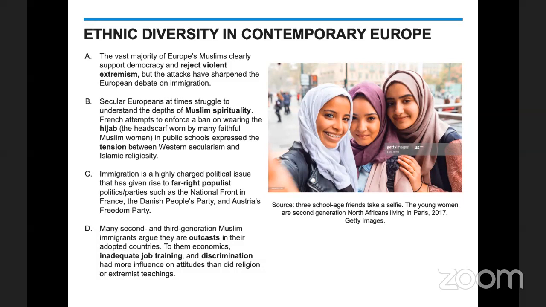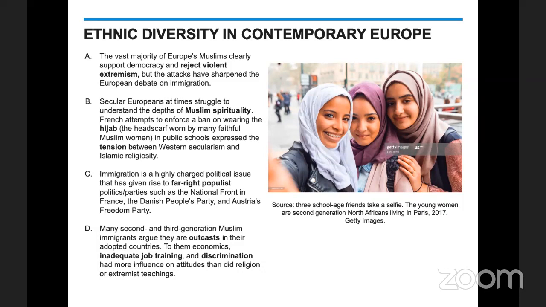C, immigration is a highly charged political issue that has given rise to far-right populist politics and parties. Some of those parties are like the National Front in France, the Danish People's Party, Austria's Freedom Party. And so we're seeing this, and it still exists today, this great tension that's taking place about what does French culture look like today.